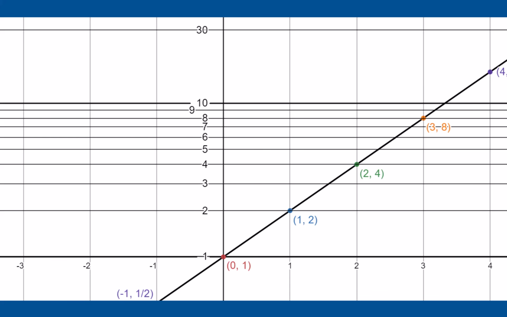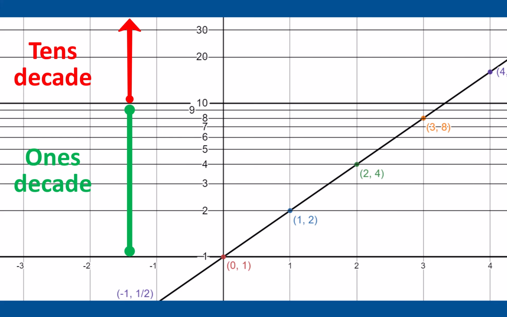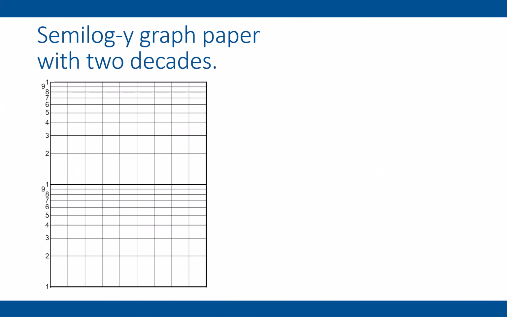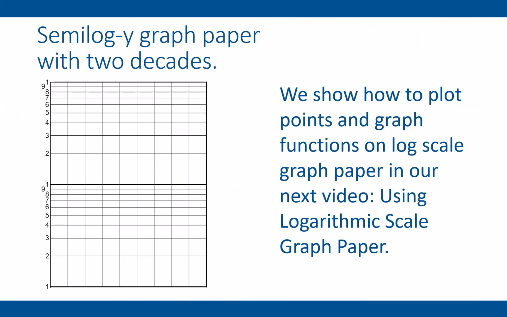That fills in 1 decade, also called 1 cycle. A decade is the space on the graph occupied by a single order of magnitude. This is the ones decade. Above it is the tens decade, and below it is the tenths decade. Now we have graph paper that looks like this. We show how to plot points and graph functions on log scale graph paper in our next video, using logarithmic scale graph paper.